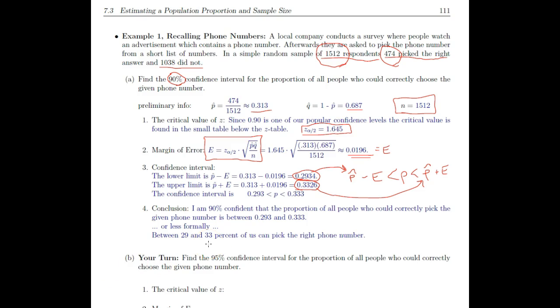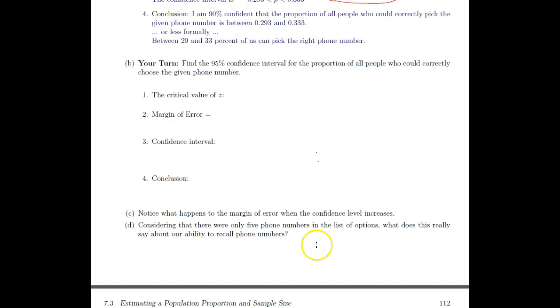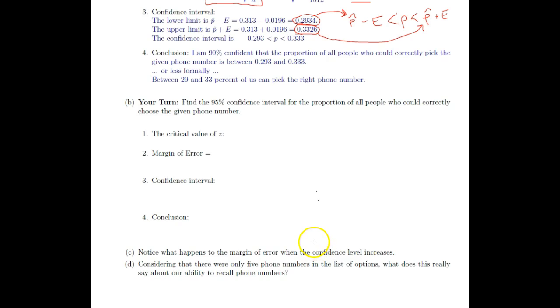And the concluding statement we can say is that I'm 90% confident that the true proportion of all people who could correctly pick the phone number is between 0.293 and 0.333. Okay? Alright, cool. So, why don't you guys try this example on your own? Pause the video, give it a try, and then once you've finished, press play, and I'll go through how I would solve it, and we'll see if our answers match up.